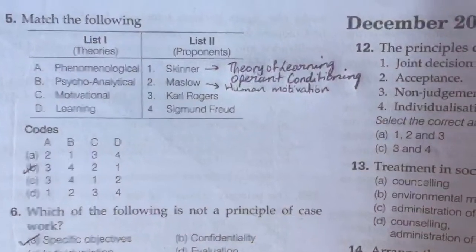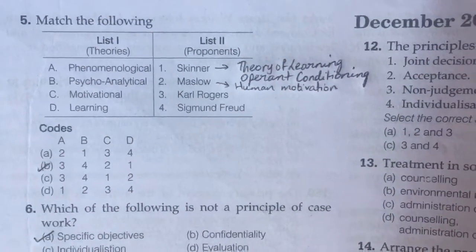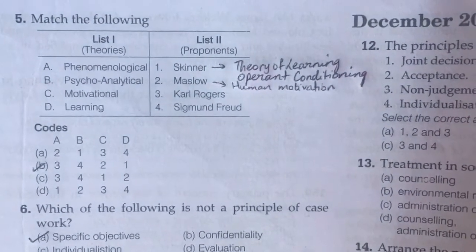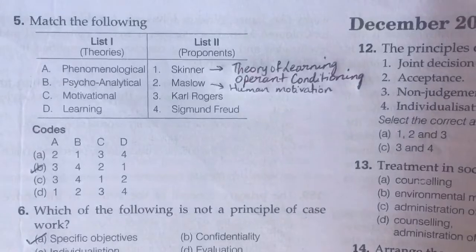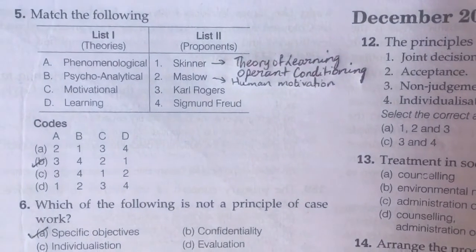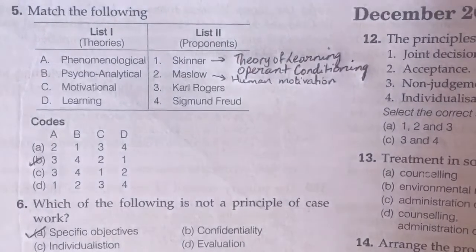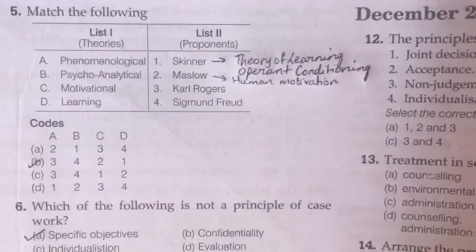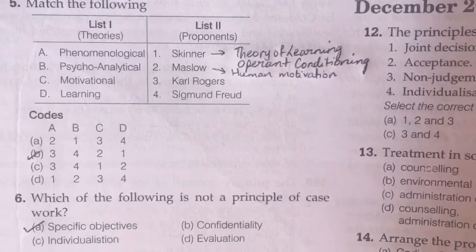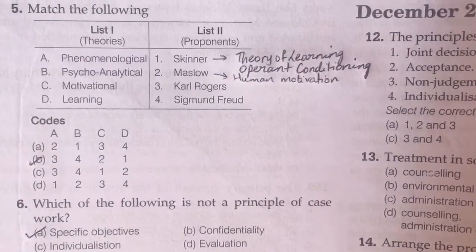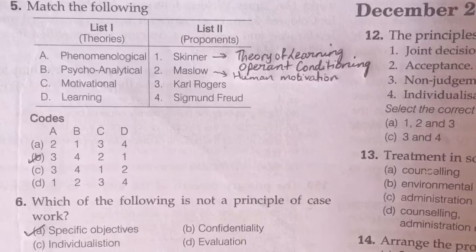Next is match the following question. List 1 has the theories: A, phenomenological, B, psychoanalytical, C, motivational, D, learning. List 2 has the name of the proponents: 1 Skinner, 2 Maslow, 3 Carl Rogers, 4 Sigmund Freud. Now you have to match the correct theory with the correct proponent.